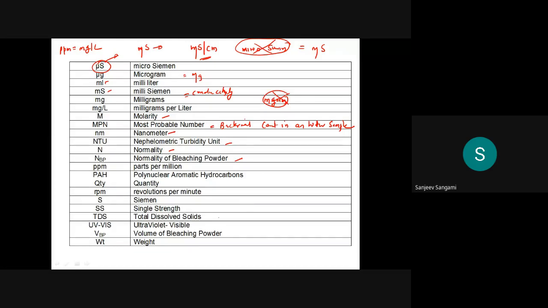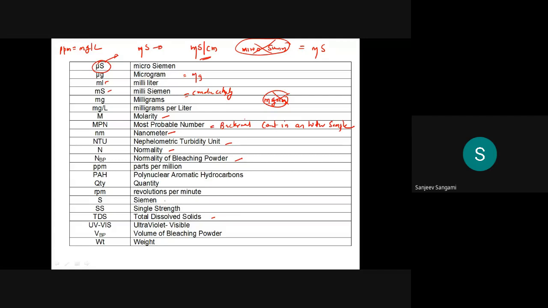Then TDS stands for total dissolved solids. I'll explain that in the solids experiment. Then UV-VIS, that is ultraviolet visible. UV stands for ultraviolet, then VIS stands for visible. Then VBP, we will use it for the volume of the bleaching powder.